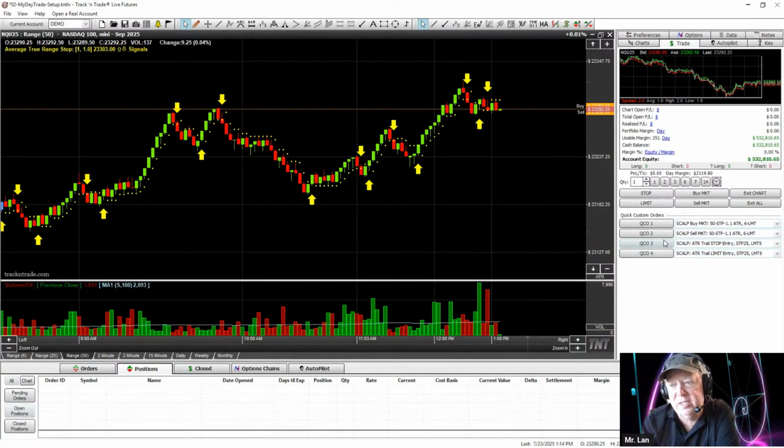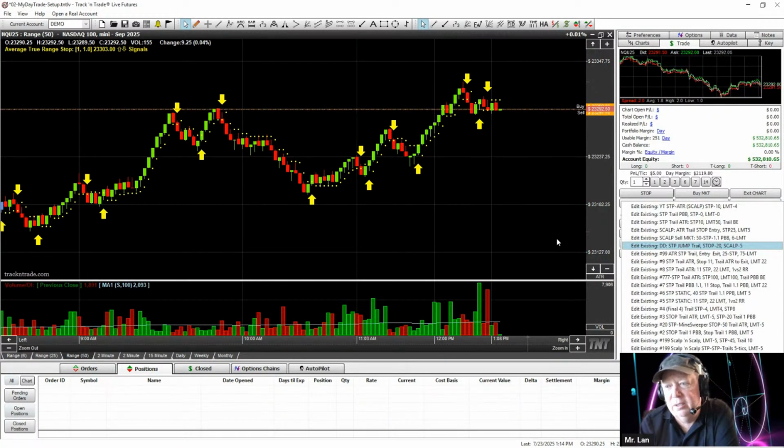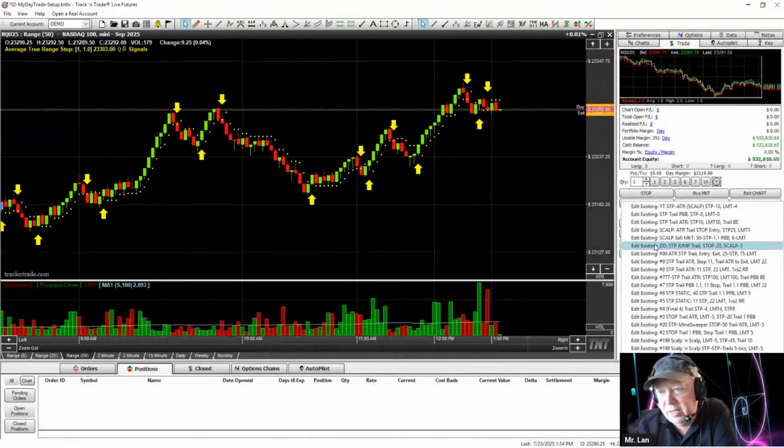Because there's a time and a place for that as well. So let's come in. This is the one that is the automation. Oh, I've got so many in there. I have to find scalp ATR. Let's see where it's at. Scalp ATR stop. Is this one here?